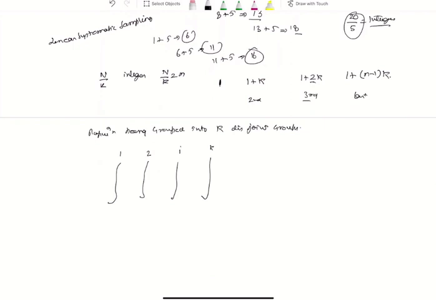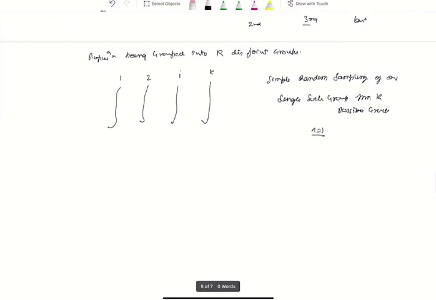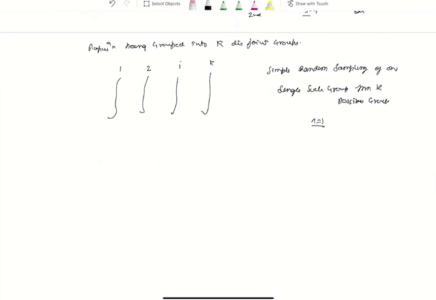So this is a simple random sampling of one single such group from k possible groups. And this is important because n becomes 1 when we consider this as a simple random sampling, and this will come up later.